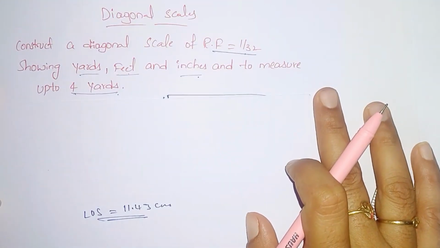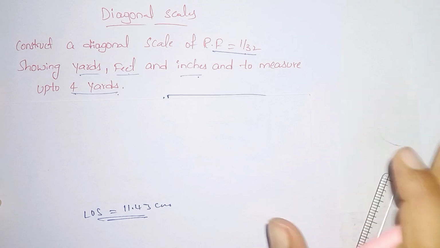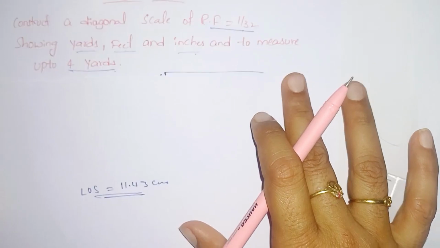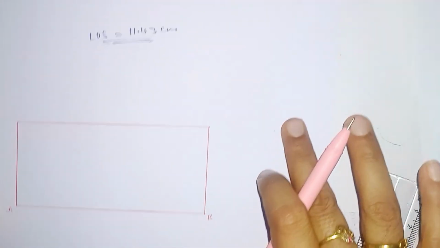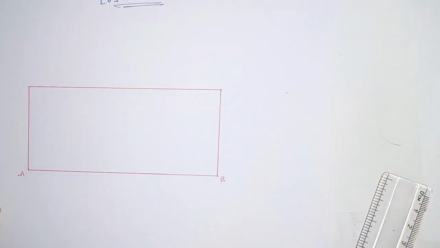Construct a diagonal scale of RF equal to 1 by 32, showing add, feet, inch, and up to 4 adds. So here no distance is mentioned, so we have to consider only the diagonal scale construction. So divide into 3 equal divisions. 11.5 means you have to divide into 4 equal divisions.